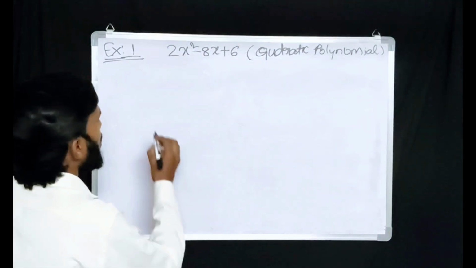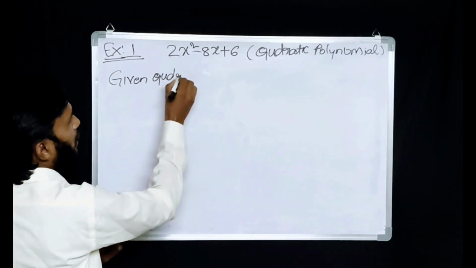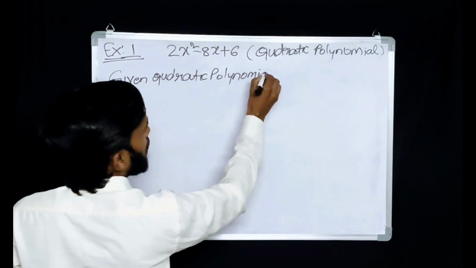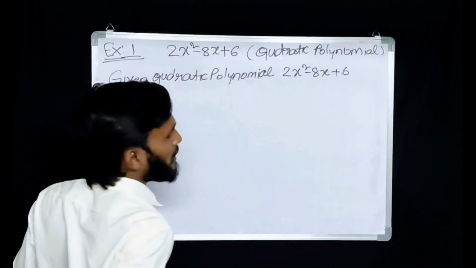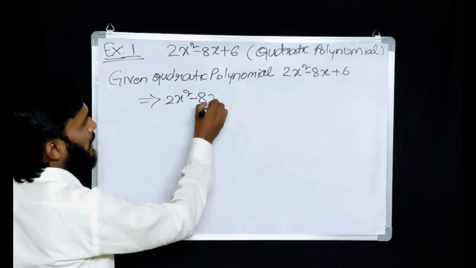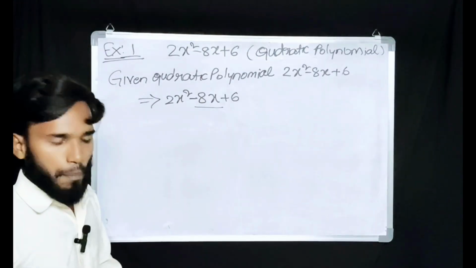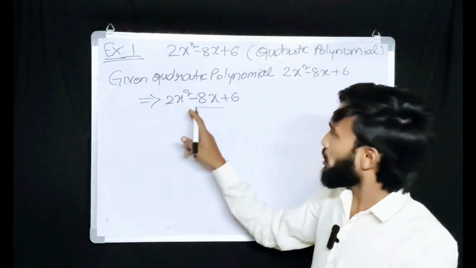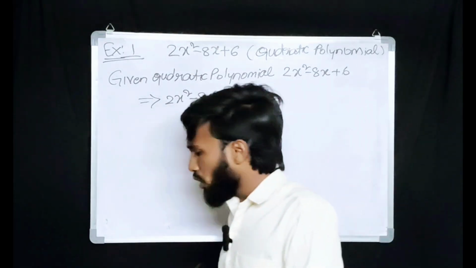Now see here. What is the given polynomial? Given quadratic polynomial: 2x square minus 8x plus 6. Again write here that polynomial, 2x square minus 8x plus 6. Now, splitting the middle term. What is the meaning of splitting the middle term? Here there are total how many terms? 1, 2, 3.